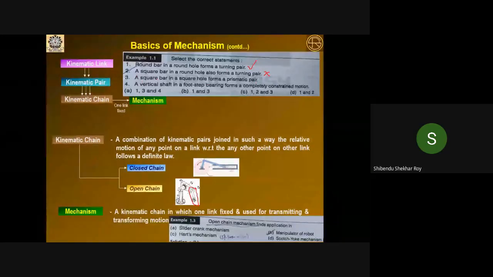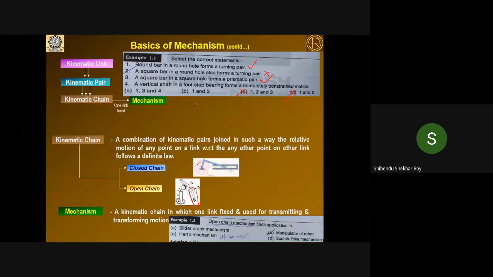Square bar in square hole, a prismatic pair can be formed? Yes. Turning pair? Yes, sir. Sliding pair. Yes. That means wherever 1 and 3 are there, here 1 and 3, here 1 and 3, here 1 and 2. That means this is discarded, no? Out of this, 2 is also discarded and C is also eliminated. That means it is between these two.